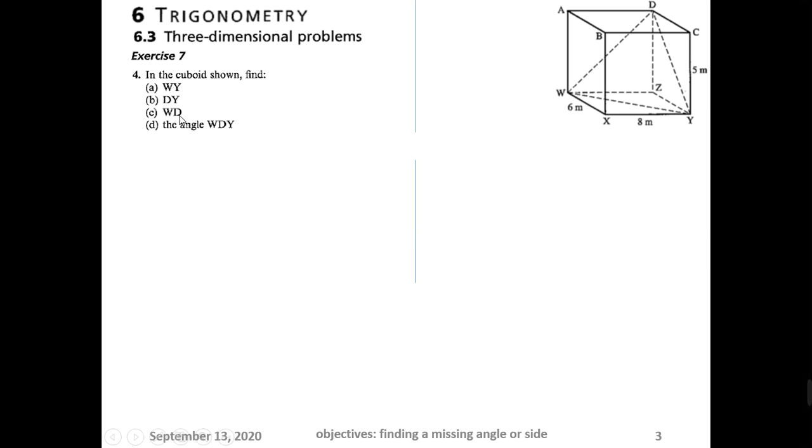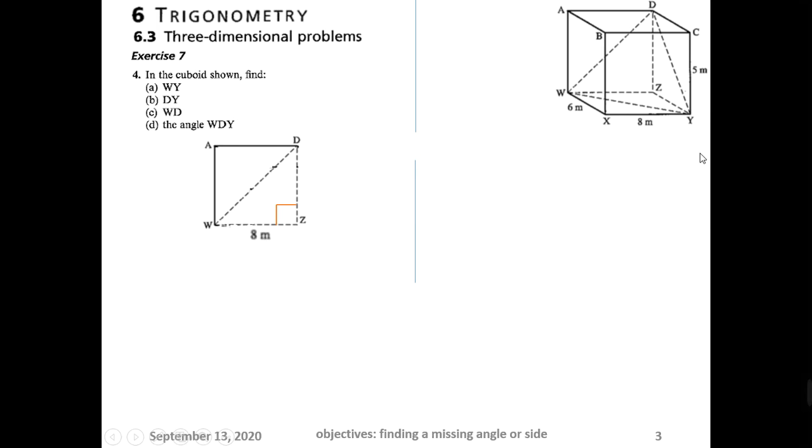Now, let's go to the third part of the question, which is WD. And in order to figure out WD, we must take the back side of this cuboid. And this is the back side, and it is a rectangle as well. And WD is actually the diagonal in this rectangle. WZD or DZW is a right angle triangle, as you can see here.